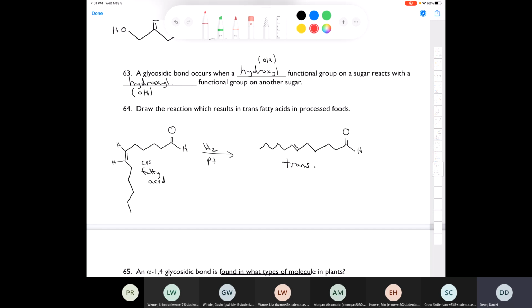And that's where trans fats come from. Trans fats are unnatural. They're produced from the hydrogenation of naturally occurring unsaturated fats. And they're linked to coronary artery disease and atherosclerosis. So there you have that.